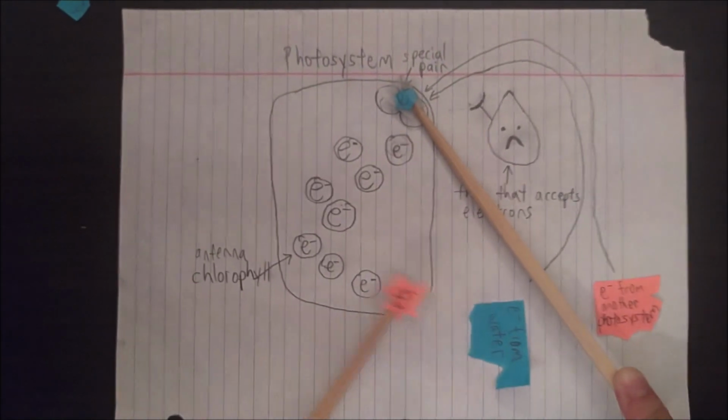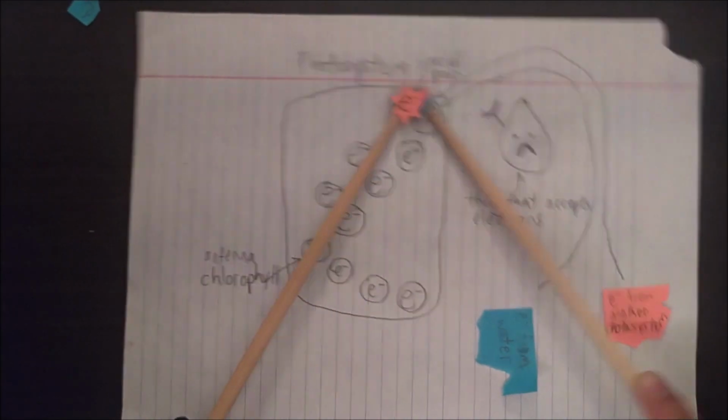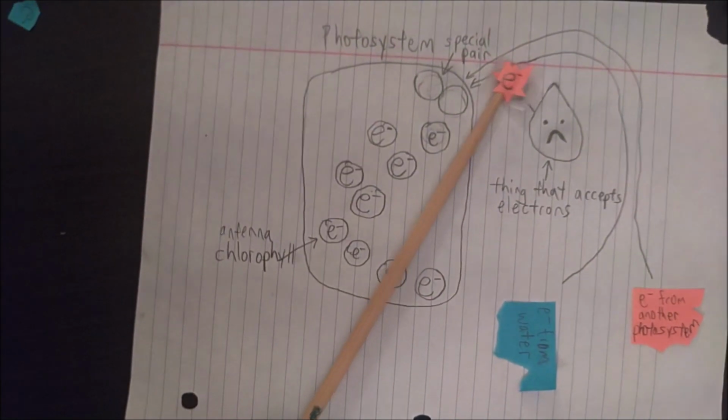Input of light, excited electron. Dot, dot, dot, dot. This one's now excited. Now it donates it. And that, alabaster, is how photosystems work.